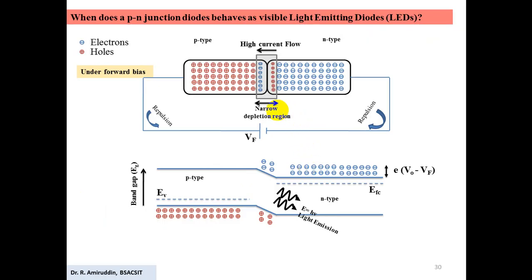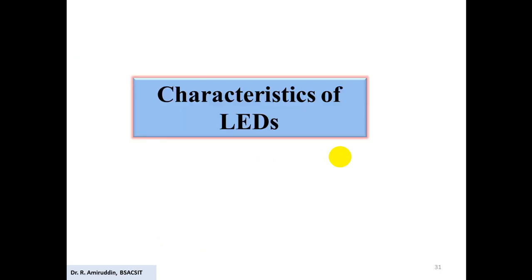The color of emission, the output light, mainly depends upon the band gap of the semiconductor. Let us see how this band gap plays a crucial role for the light obtained from the device structure. Let us start analyzing the characteristics of LEDs.